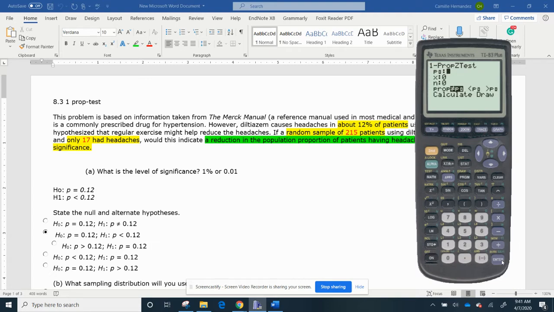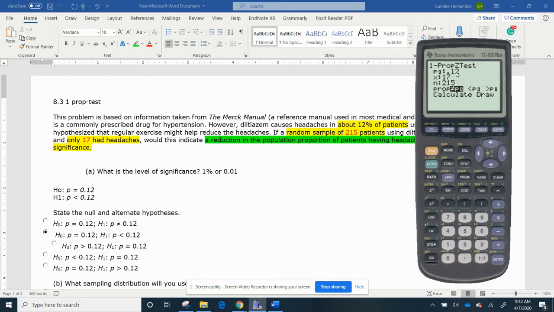So I hit enter. All right, the p with the little o is going to be the 0.12. That is the proportion that I'm using for the whole problem. X, think of it this way. N is your sample size, and X is a portion of that sample size. X always, always, always has to be smaller than N. I know that's crazy, but it will give you wonky stuff if you do it the reverse.